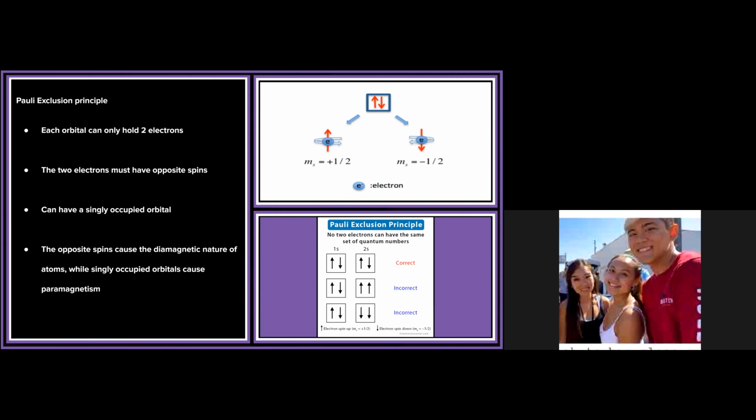There can be singly occupied orbitals where it could be either a spin up or spin down electron. Opposite spins cause the diamagnetic nature of atoms, while the singly occupied orbitals can cause the paramagnetism. With the images that we see on the right-hand side, we see an example of the Pauli exclusion principle at the top, where one electron is spin up and the other is spin down. And underneath is showing the correct formatting of when you have multiple orbitals. So even with multiple orbitals, you will still have a spin up and spin down in each orbital, no matter what.